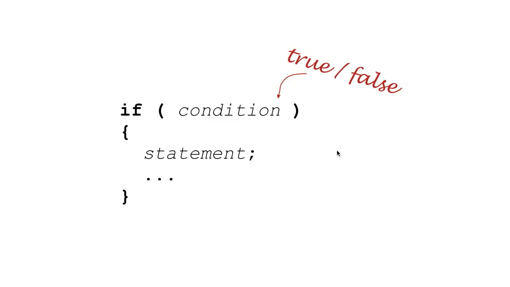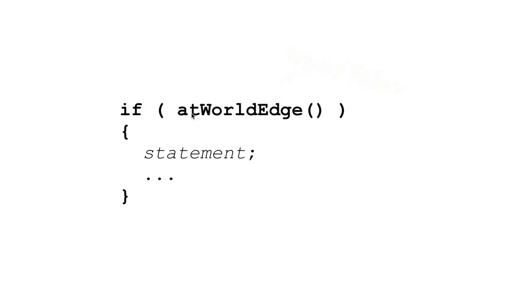So this condition has to be something that is either true or false. Now, we have just seen that our addWorldEdge method gives us true or false. So in place of the condition here, we can just use that method. And then we say if addWorldEdge, and then, in place of the statement, we will use turn. So essentially we are saying if we are at the edge of the world, then turn.